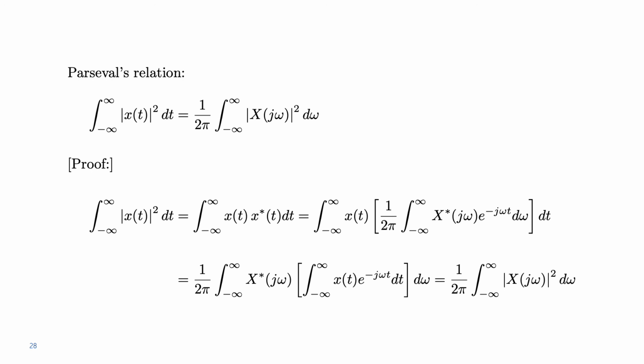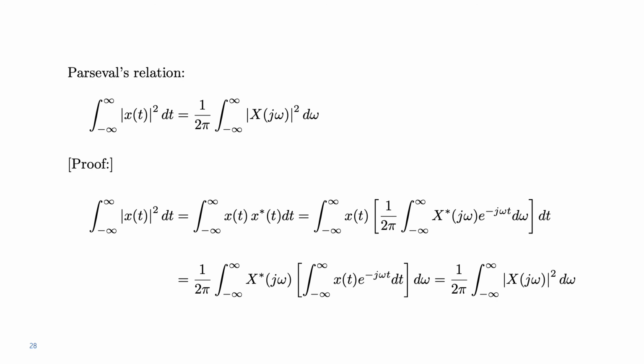Then, when going from the first to the second line, we can invert the order of integration, and we obtain 1 over 2 pi, the integral of x conjugate of j omega, times a term in square brackets, which is nothing but the Fourier transform of x of t, so it's x of j omega. Therefore, we have obtained 1 over 2 pi, the integral of x conjugate of j omega times x of j omega, which is the square magnitude of x of j omega, and the relationship is proven.